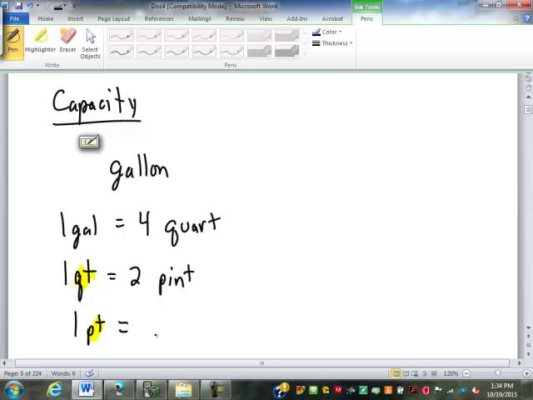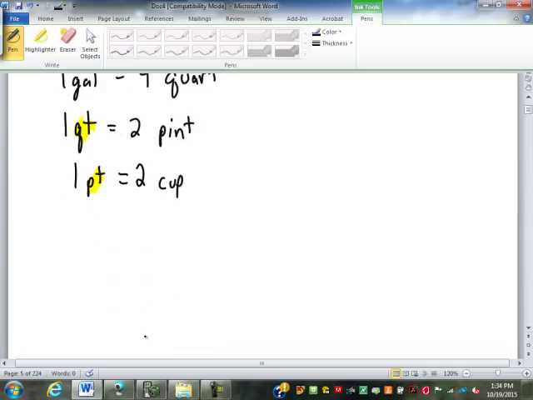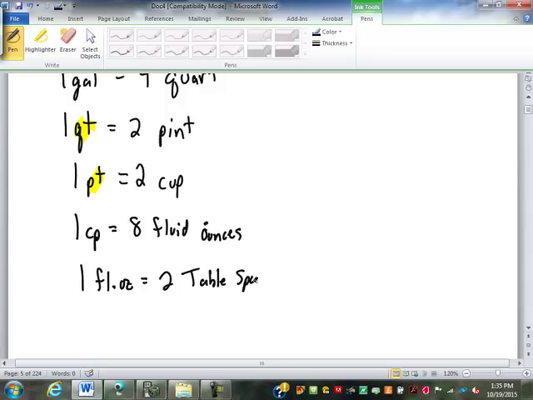Smaller than a pint, we have a cup. How many cups are in a pint? 2, yeah. A cup is sometimes referred to as a half pint. Smaller than a cup, we do have 8 fluid ounces in 1 cup. Now the other ones that you just mentioned, the tablespoon, are in there. 1 fluid ounce is 2 tablespoons. Or 1 cup is 16 tablespoons if you want to do it that way.